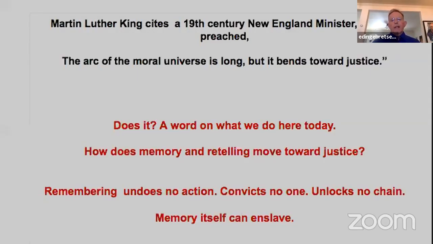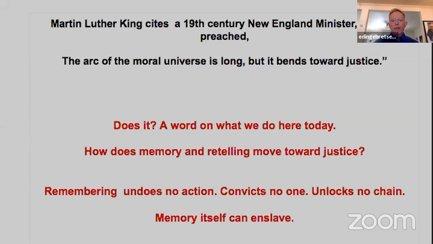Martin Luther King cites a 19th century New England minister, Theodore Parker, when he preached, "The arc of the moral universe is long, but it bends towards justice." Does it? First, a word on what we do here today, and I say we because it is a communal action. How does memory and retelling move towards justice?